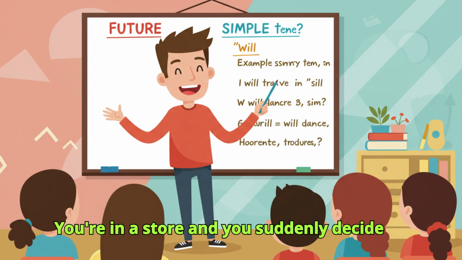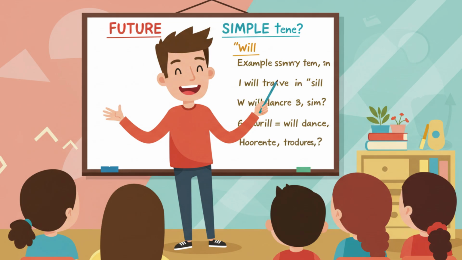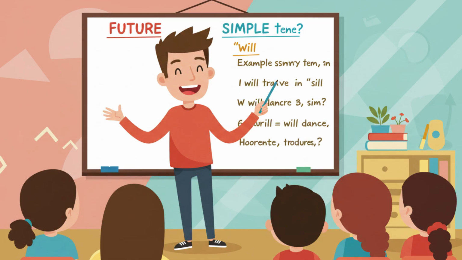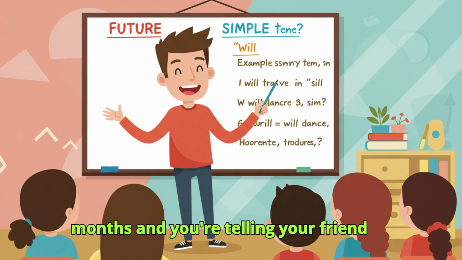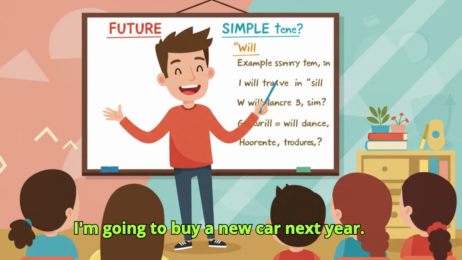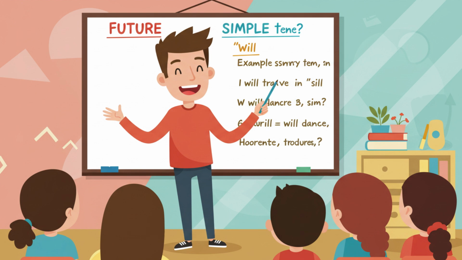Situation 1. You're in a store and you suddenly decide you like a shirt. What do you say? "I think I'll buy this shirt." Perfect. It's a spontaneous decision. Situation 2. You've saved money for months and you're telling your friend your plan. What do you say? "I'm going to buy a new car next year." Exactly. It's a pre-made plan.